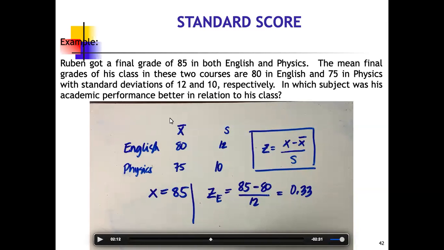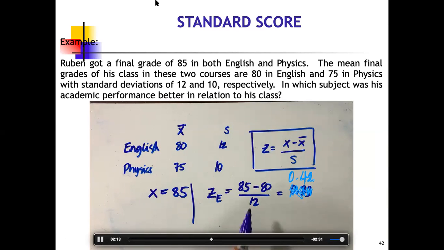Now I want to make a correction here, because 85 minus 80 is 5, and 5 over 12 is not equal to 0.33, but instead is equal to 0.42. Let me round it off. The z-score of his grade in English is actually 0.42. So kindly make the correction, please. All right, let me continue with this video.